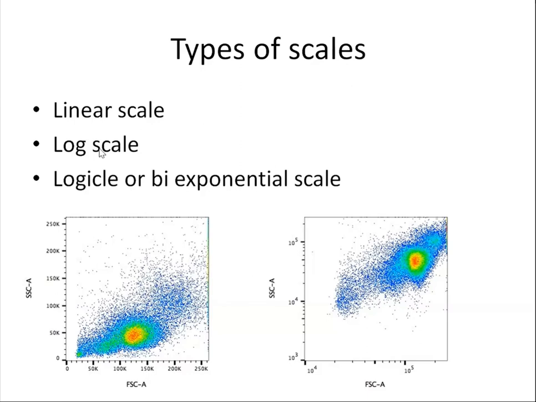So coming to the types of scale. You know what a scale is? A scale is the graduations present on the x-axis and the y-axis. Here you have 0, 50K, 50,000, 100,000, something like that. These graduations are called scales. Now these scales are of three types: a linear scale, a log scale, and a bi-exponential scale. What is the difference between them? I'll tell you.